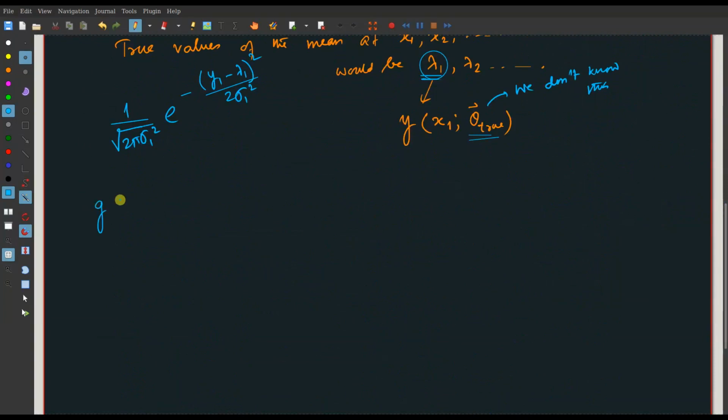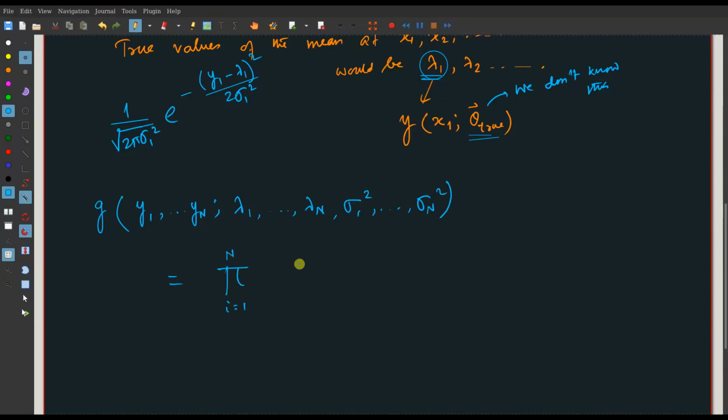So this G of y1 up to yn, where lambda 1 up to lambda n are the true means, and sigma 1 square up to sigma n square are the variances, would be given by the product of all the individual distributions.